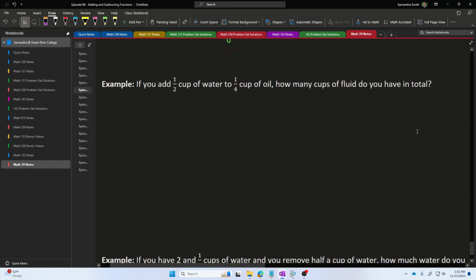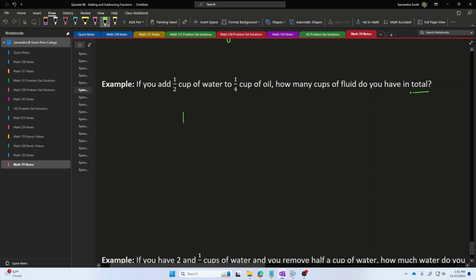Let's suppose as well that I am doing some baking, and I'm doing a baking application where I need to combine a certain amount of water to a certain amount of oil. For example, here I'm combining 1/2 a cup of water with 1/2 a cup of oil. So if I put those two fluids together, how much fluid do I have in total?